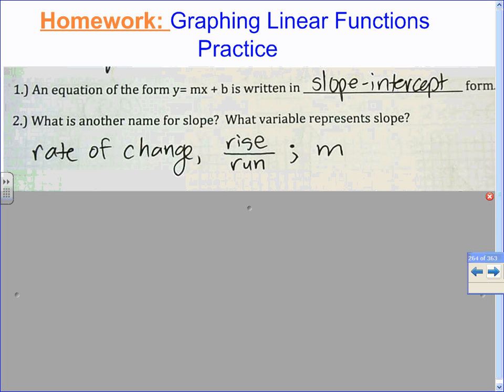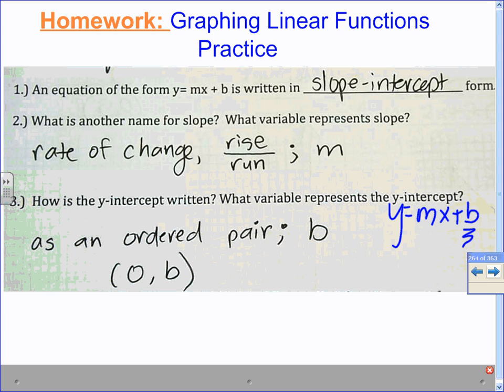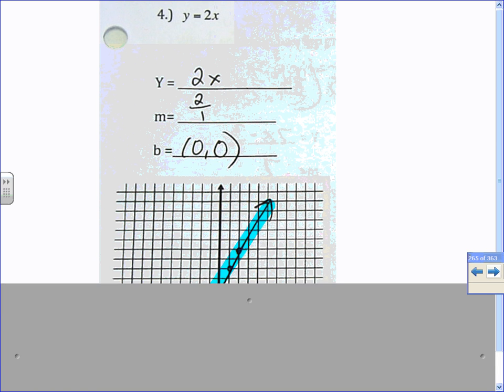Okay, Annalise, number 3. Good job. An ordered pair, B, and it's written as 0, comma B. Same thing as 0, comma a number. Okay, Doug, number 4. Can you tell us what your Y equals was, your M, your B? Good. Good. And the graph is a positive linear function.